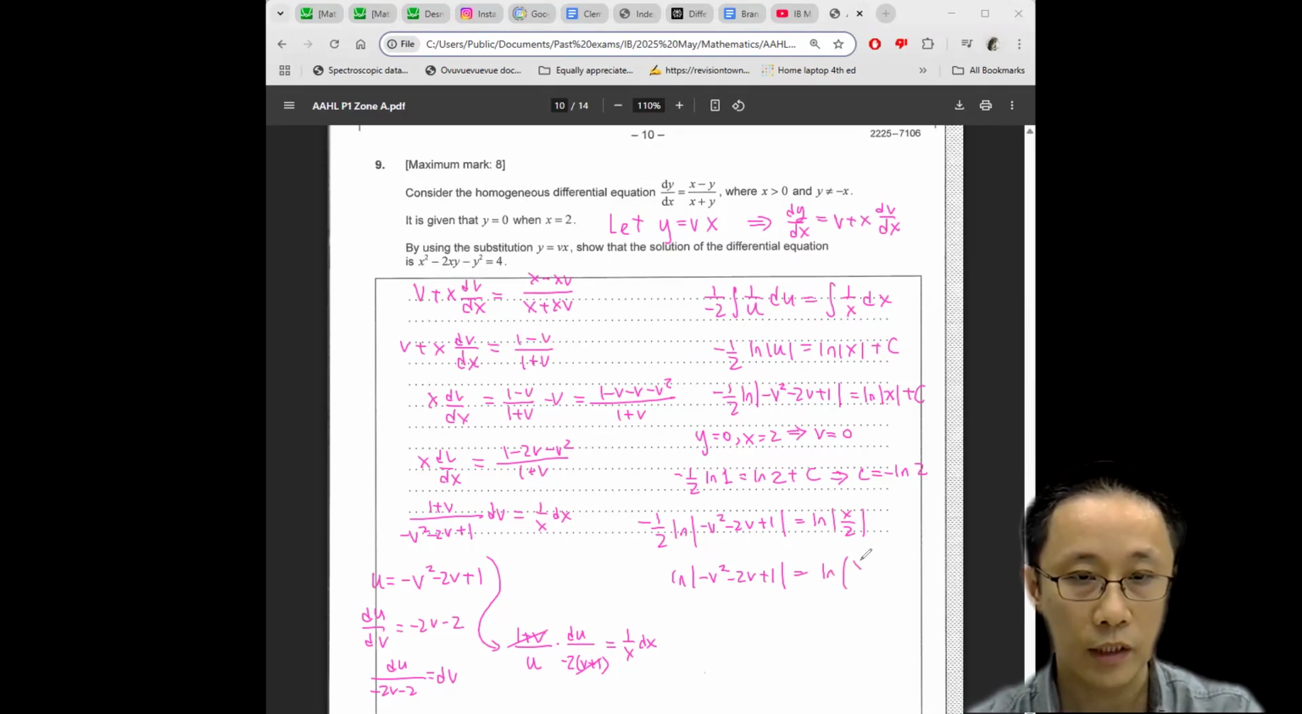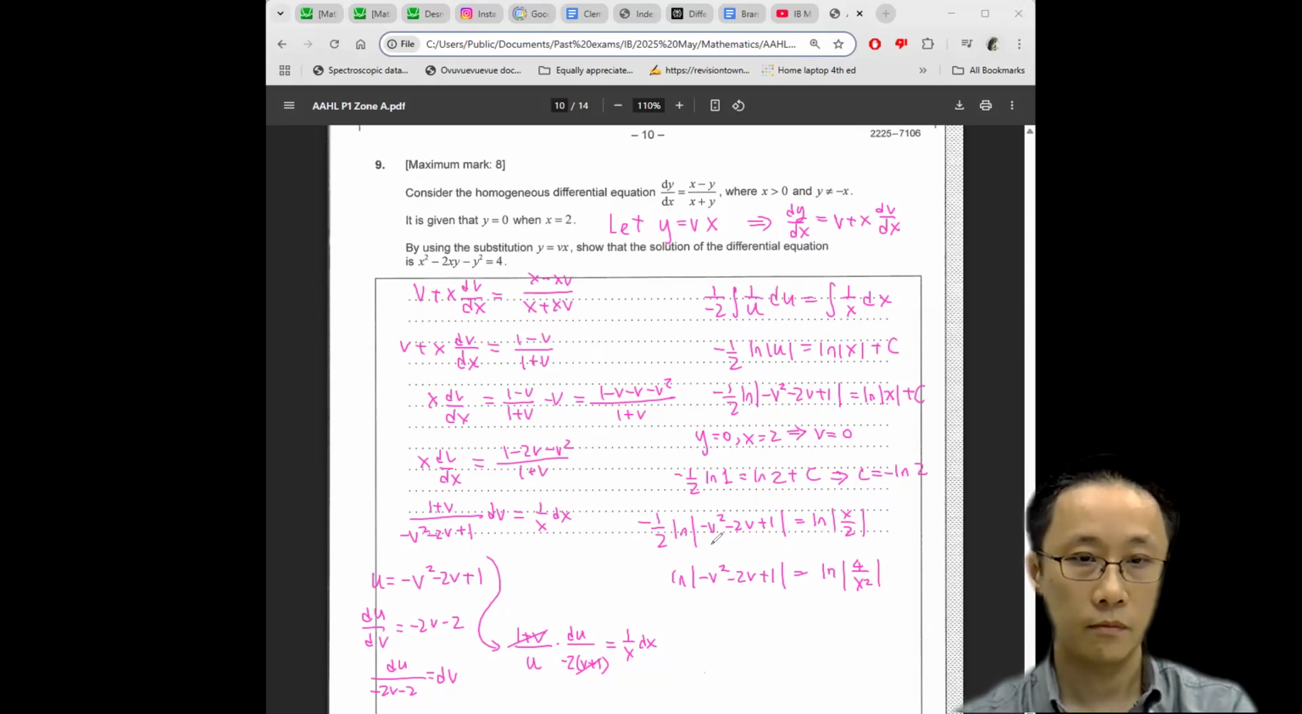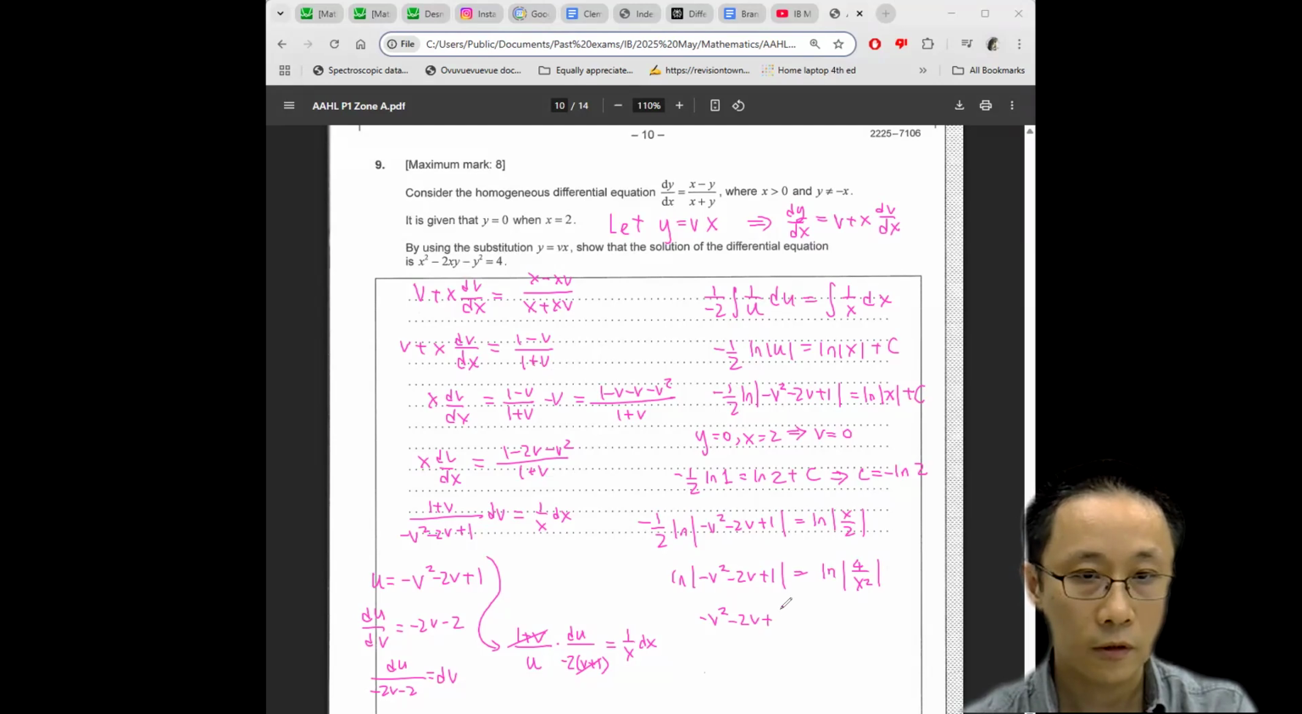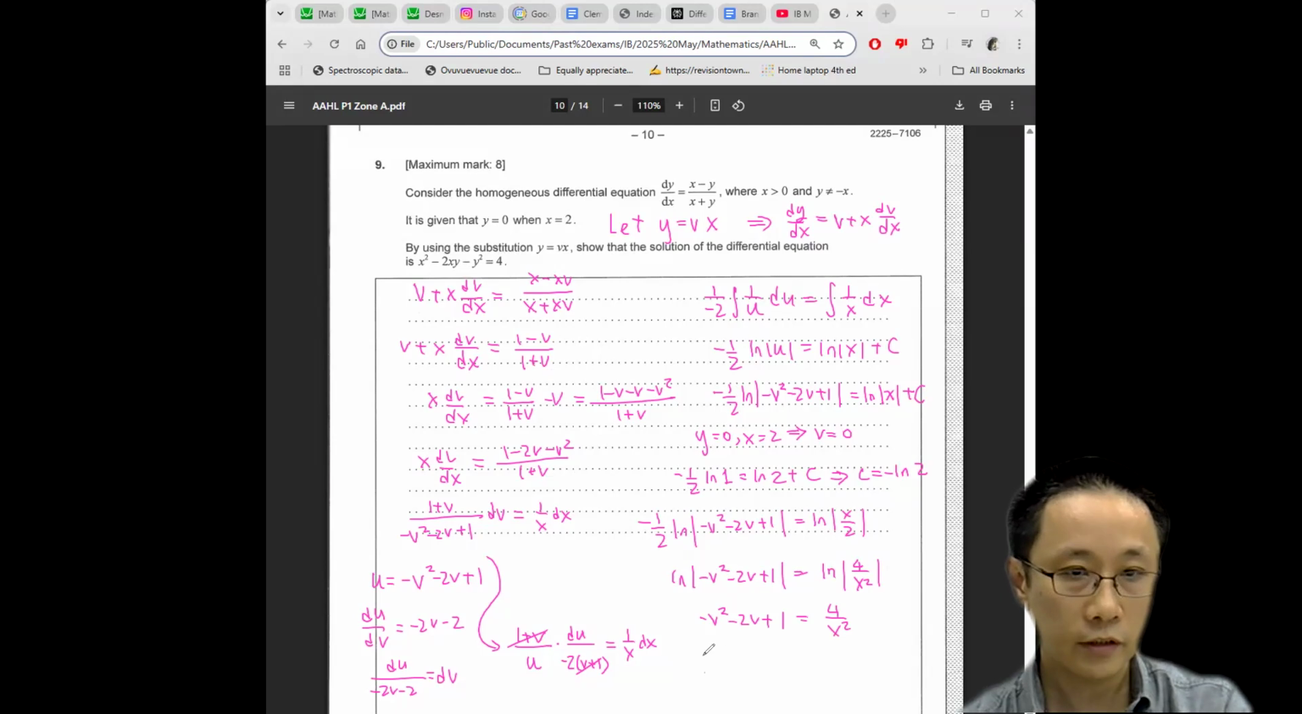And with the negative power, we will end up flipping the, I'll just write this as 4 over x squared. I probably don't need an absolute sign anymore, but I'll keep it there for one more step. And then get rid of the natural logs. And then back substitute v as y over x. And then multiply by x squared throughout.